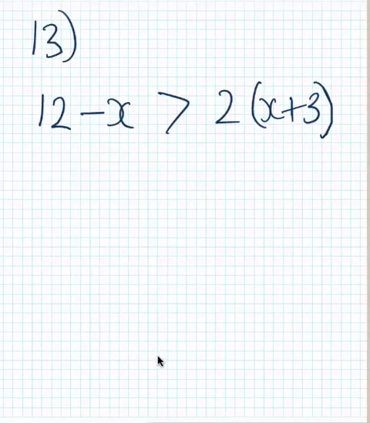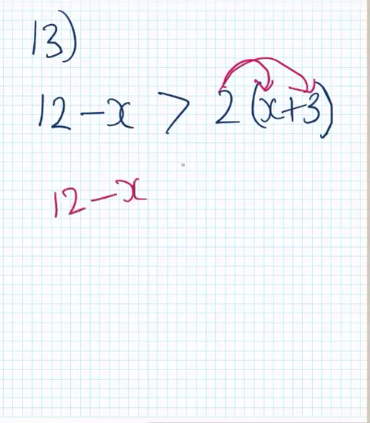So our final question for this session is this one here. And I've picked one where we have x on both sides. So our first step is, well, let's get rid of this bracket here. So let's expand the bracket. 2 times x and 2 times 3. So we have 12 minus x is greater than, sorry, a bit crooked, 2x plus 6. So we've expanded the brackets.